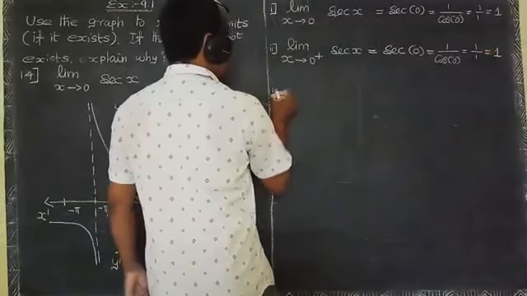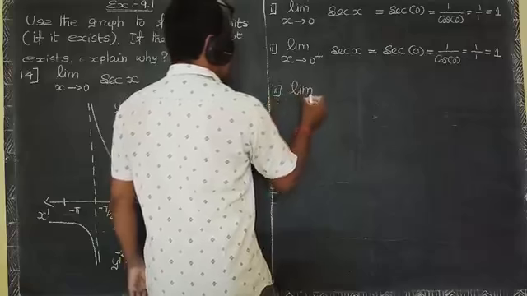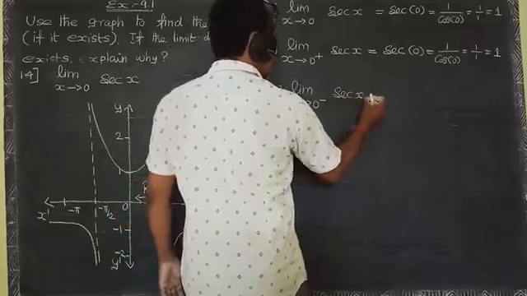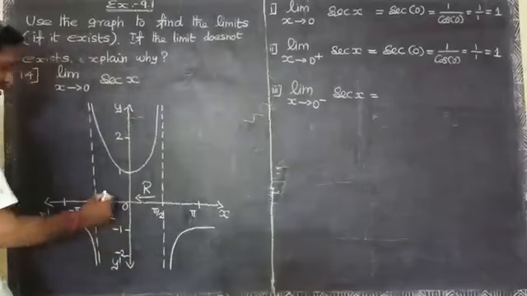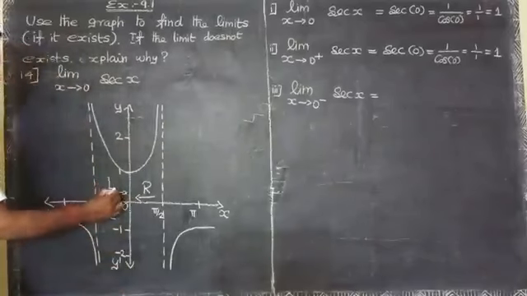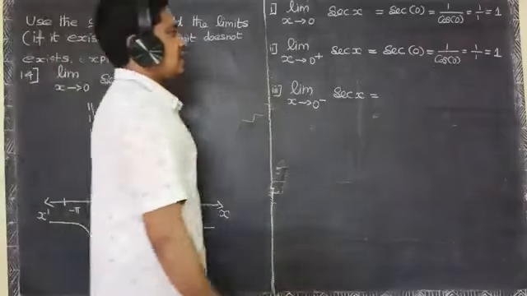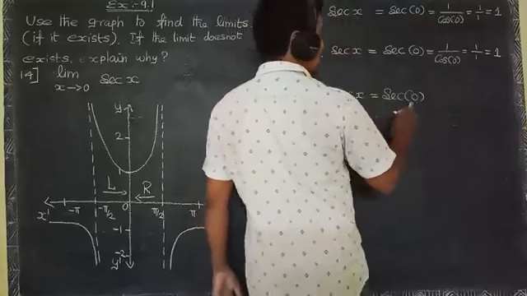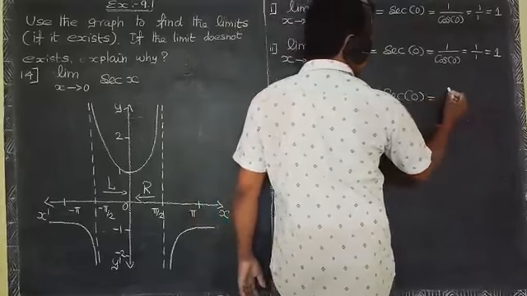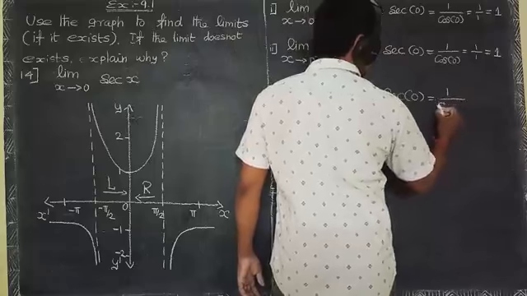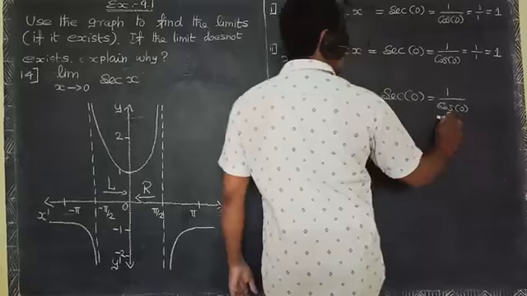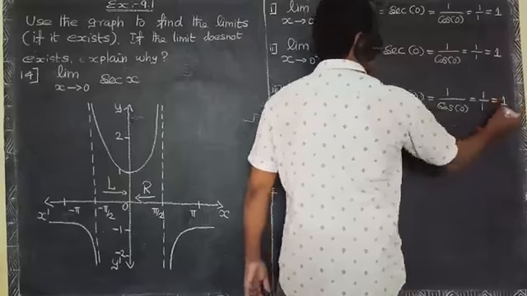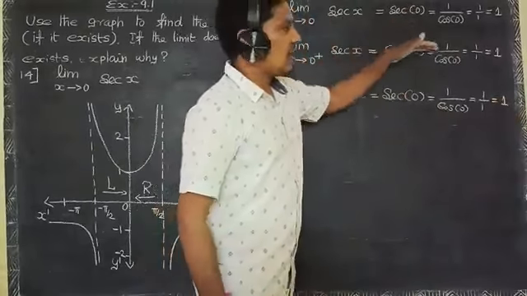In the third subdivision, limit as x approaches 0 minus of secant x. It means x approaches 0 from the left side. Here for the function secant x, substitute x equal to 0. Secant 0 can be written as 1 by cos 0. The value of cos 0 is 1. That is 1 divided by 1, which is equal to 1. Here the values are all the same.